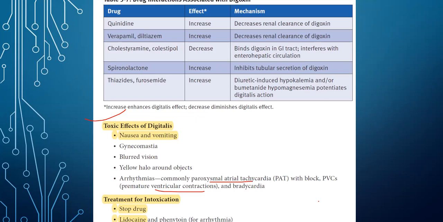If you suspect a patient to have digoxin toxicity, what should you do? Immediately stop the digoxin. You can do the blood digoxin level. Sometimes even if digoxin level is normal, the patient can develop toxicity. Other than that, if the patient has any kind of arrhythmia, then you can give them lidocaine. But for antidote of digoxin, you can use digibind. So the antidote is called digibind.